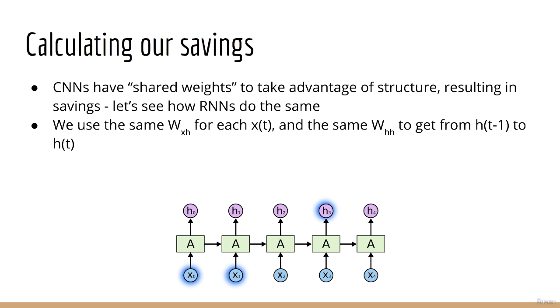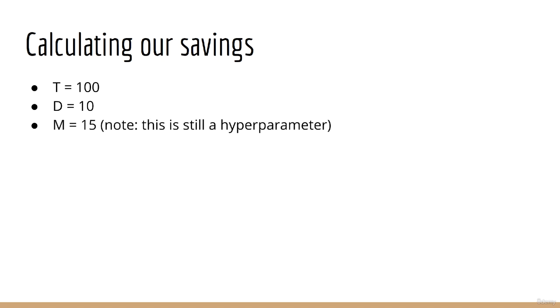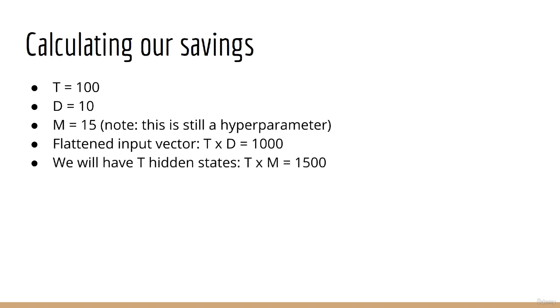Thus, it's useful to compare how much we would save if we used an RNN instead of an ANN with a flattened time series. So let's do a simple calculation for the ANN. For simplicity's sake, we won't consider bias terms. So let's say that T, the sequence length, is 100, and D, the feature vector size, is 10. Let's say that the hidden vector size, M, is 15. Then if we flatten this, we would have a 1000 length input vector. Correspondingly, we would also have T hidden states. So the hidden size in the ANN would be T times M, which is 1500. Finally, let's suppose we are just doing binary classification, so the number of output nodes is just 1.